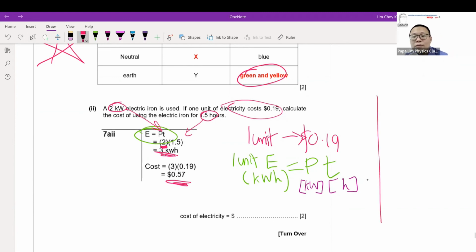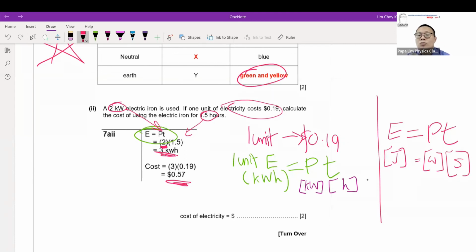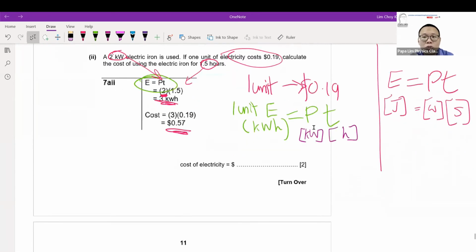If it's not electricity, if you look at energy, you've got PT. Another unit for energy is joules. If you look at joules, it means that the power has to be in watts and the time has to be in seconds. So it depends on what unit you are looking at. In general, for electricity, the unit for energy is always kilowatt hour, while for the rest of the topics, like dynamics, an object falling down or being lifted up, or work done, energy is always in joules. So in different contexts, the unit of energy changes accordingly.